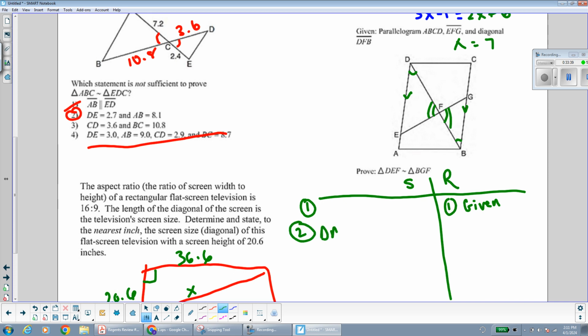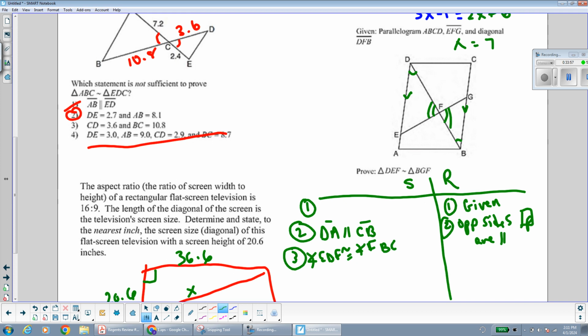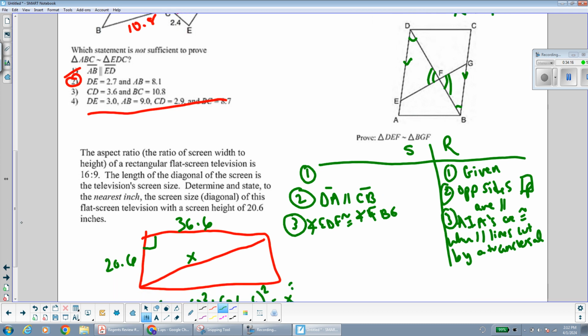Then I can say that DA is parallel to CB. My reason for that is opposite sides of a parallelogram are parallel. And then I can say angle EDF is congruent to angle FBG. And our reason for that is alternate interior angles are congruent when parallel lines are cut by a transversal. That is not a real abbreviation for alternate interior angles. I just want to save some space here.